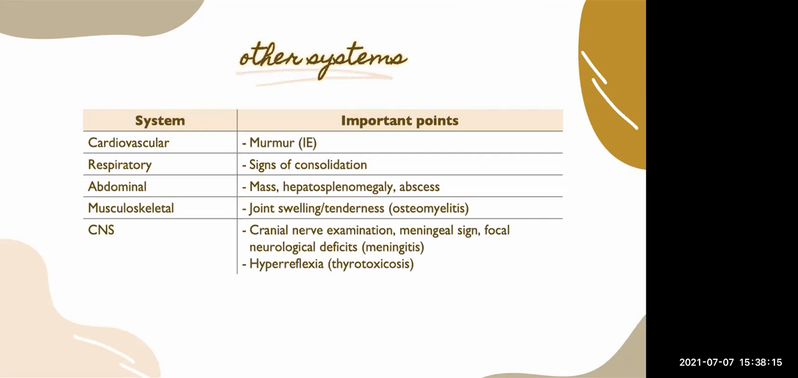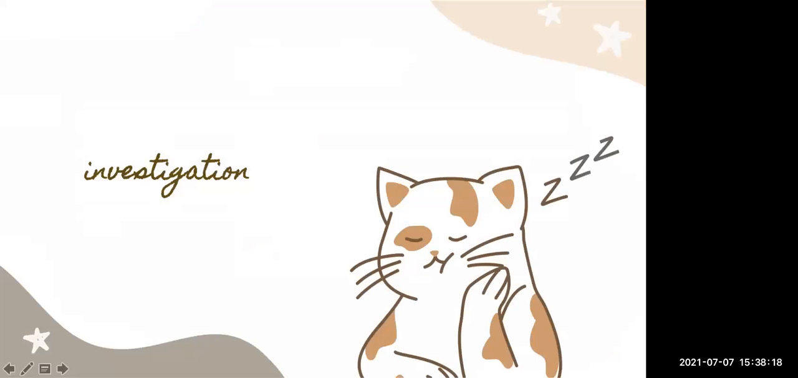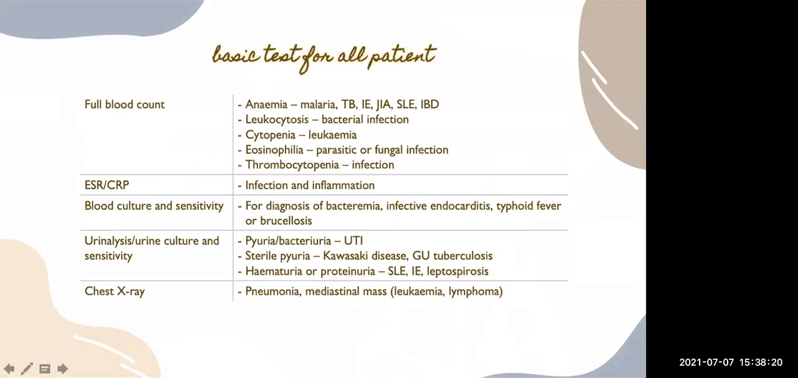Okay, next for the investigation. So we do basic tests for all patients. First we can do a full blood count. Basically we look for leukocytosis because we want to identify if it's due to infection or not. There is an increase in white blood cells if there's bacterial infection, and also an increase in platelets if there's a severe bacterial infection, and then look for any anemia for patients with malaria, TB, IE, and so on.